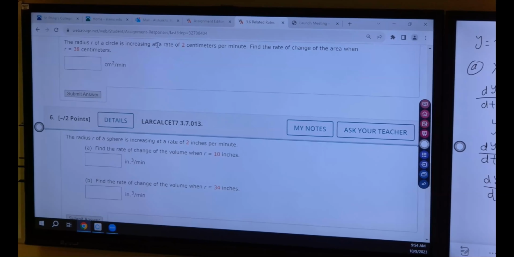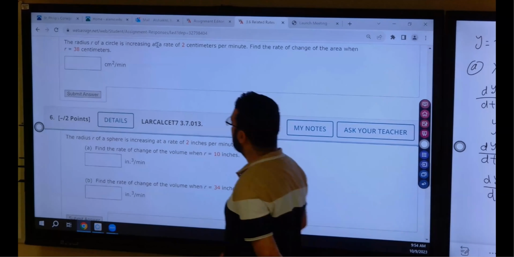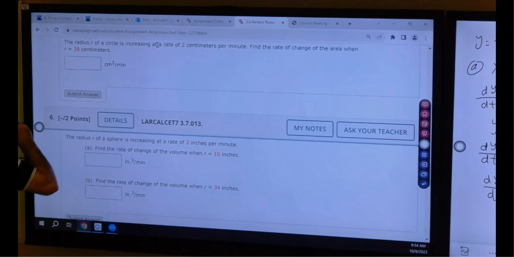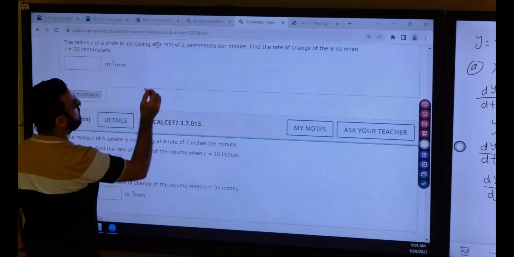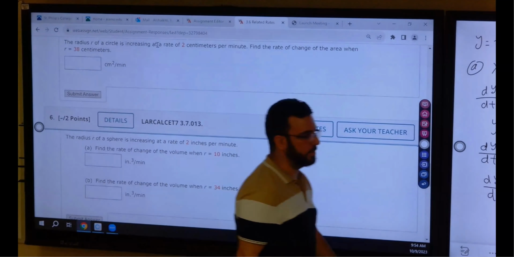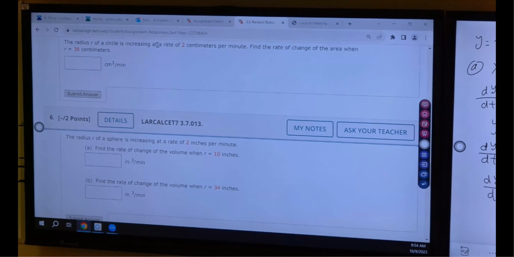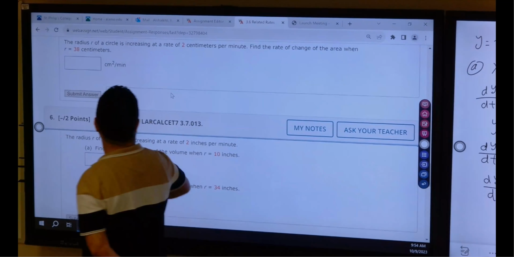Let's take this example. So the radius of the circle is increasing. Yeah, I got 4 and 4. Oh, you have to make a decision.